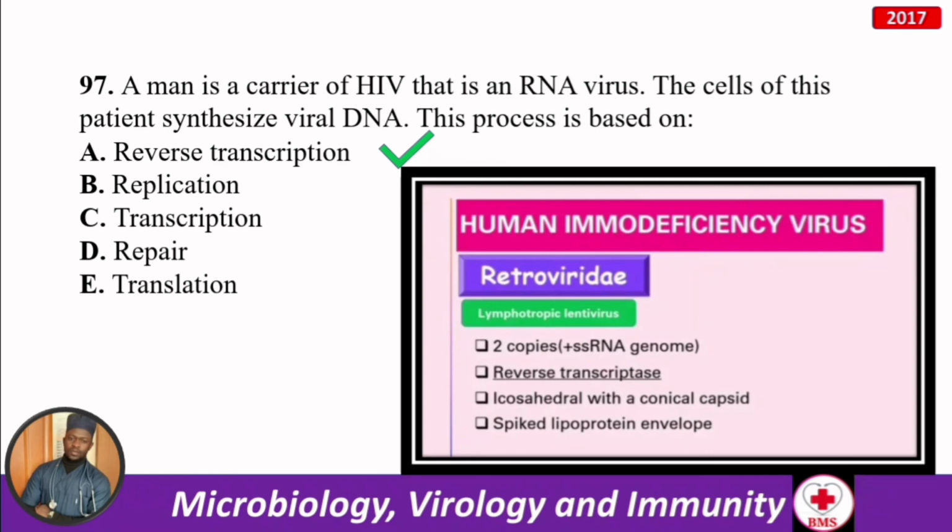We've seen this slide before. I took it from the HIV video. It reminds you that the HIV virus has two copies of positive single-stranded RNA, reverse transcriptase, and an icosahedral capsid with a conical shape, and a spiked lipoprotein envelope. I covered this virus in great detail in that HIV video, and you need to watch it.